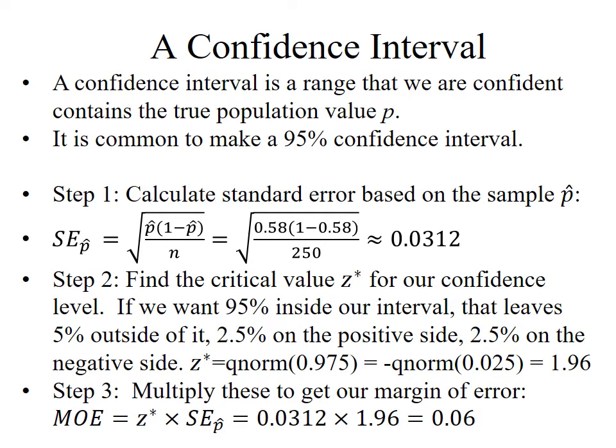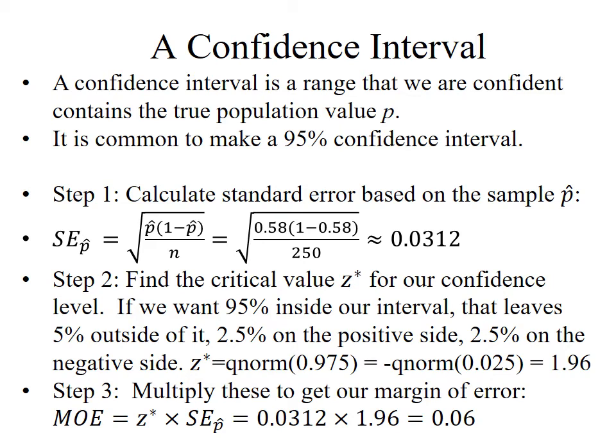I can get this with two different commands from R. I can go qnorm of 0.975. I want to have 97.5% less than this and 2.5% to the right of it. Or I can go to the other side. I can do minus qnorm of 0.025. Qnorm of 0.025 is going to give me a negative value that has 2.5% to the left of it, 97.5% to the right of it. And so both of those commands give me the exact same result, which in this case is 1.96. You have to go 1.96 standard deviations above and below the mean of a normal distribution in order to capture exactly 95% of it.